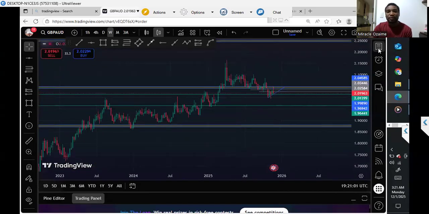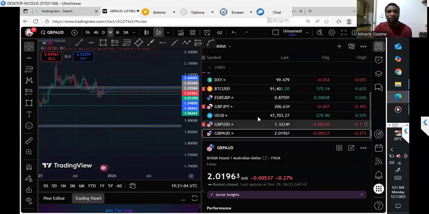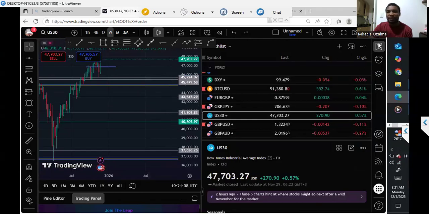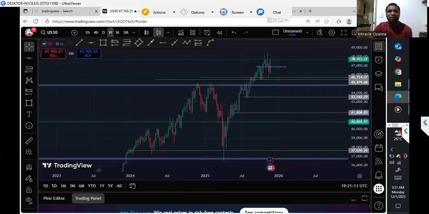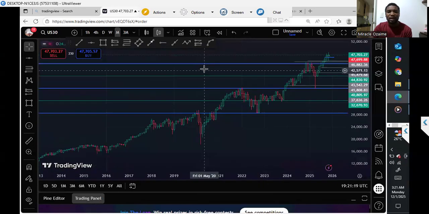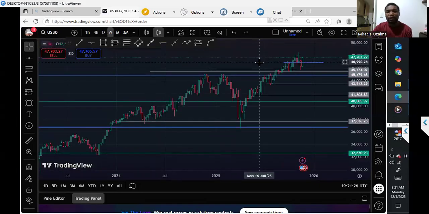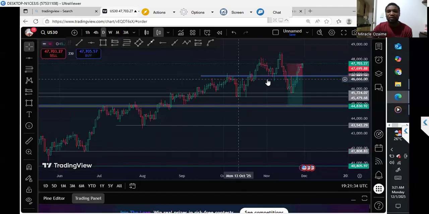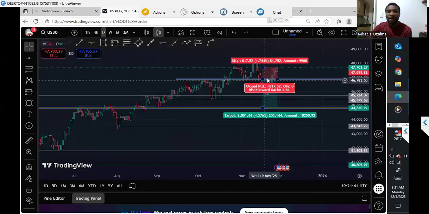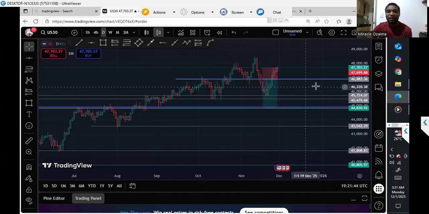Then, is there any other pair left that I need to talk about? US 30. I was considering a sell for US 30 as of last month, and I got stopped out. So look at my thought process as of last week. A bearish engulfing candlestick pattern. I was looking for a retest of the neckline for continuation to the downside, but I failed to understand that a 4-hour retest has already happened here. The market has already retested on the 4-hour and dropped back down.